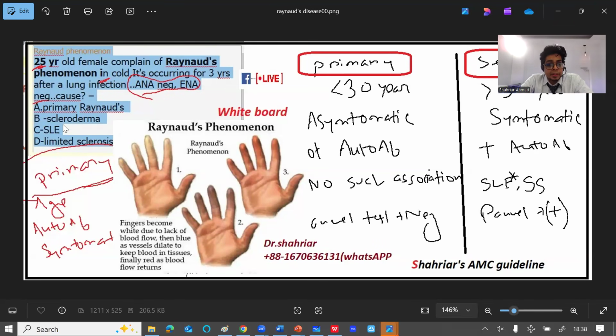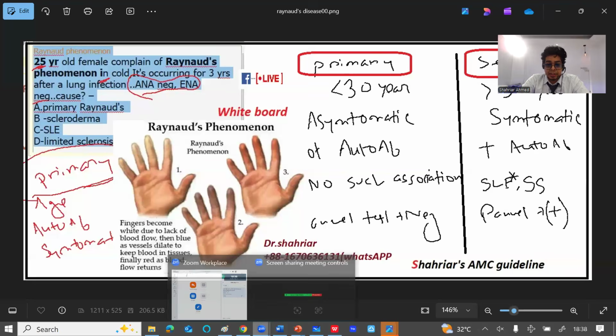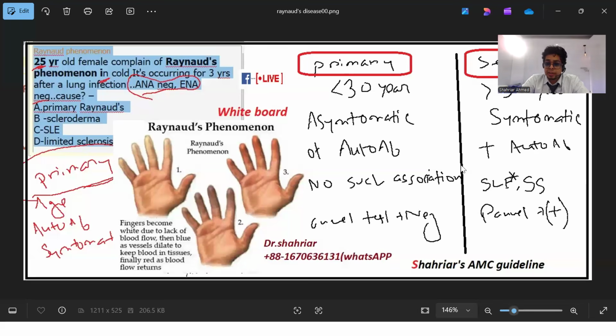Primary, then scleroderma, SLE, systemic sclerosis. This is how the question was given in AMC. So I brought that question so that you can see what the confusing points actually are. This is the only question so far I found on Raynaud's. Now, coming to this one, every single point, let us double check from this particular box.